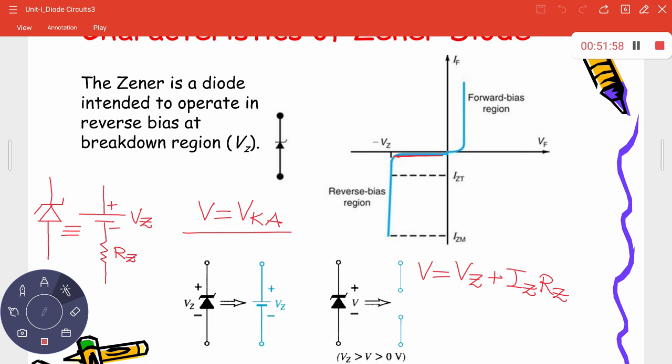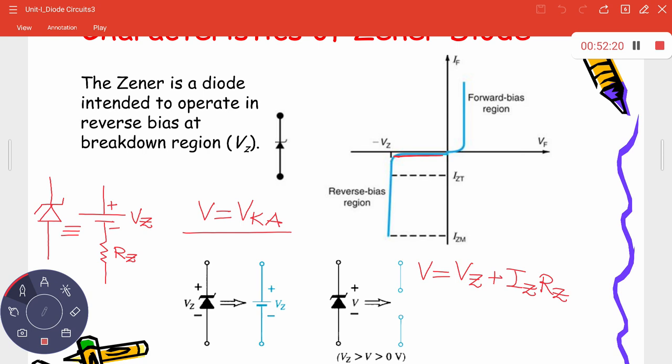Sir, if I want to get a 5 volt constant output, but there is a ripple, at some point it will be greater than 5 volt, and the diode can give a constant output of 5. At some time it will be less than 5 volt, because there is a ripple. So in that sense, how does it work? The applied voltage, as I have told you, although it's ideal.